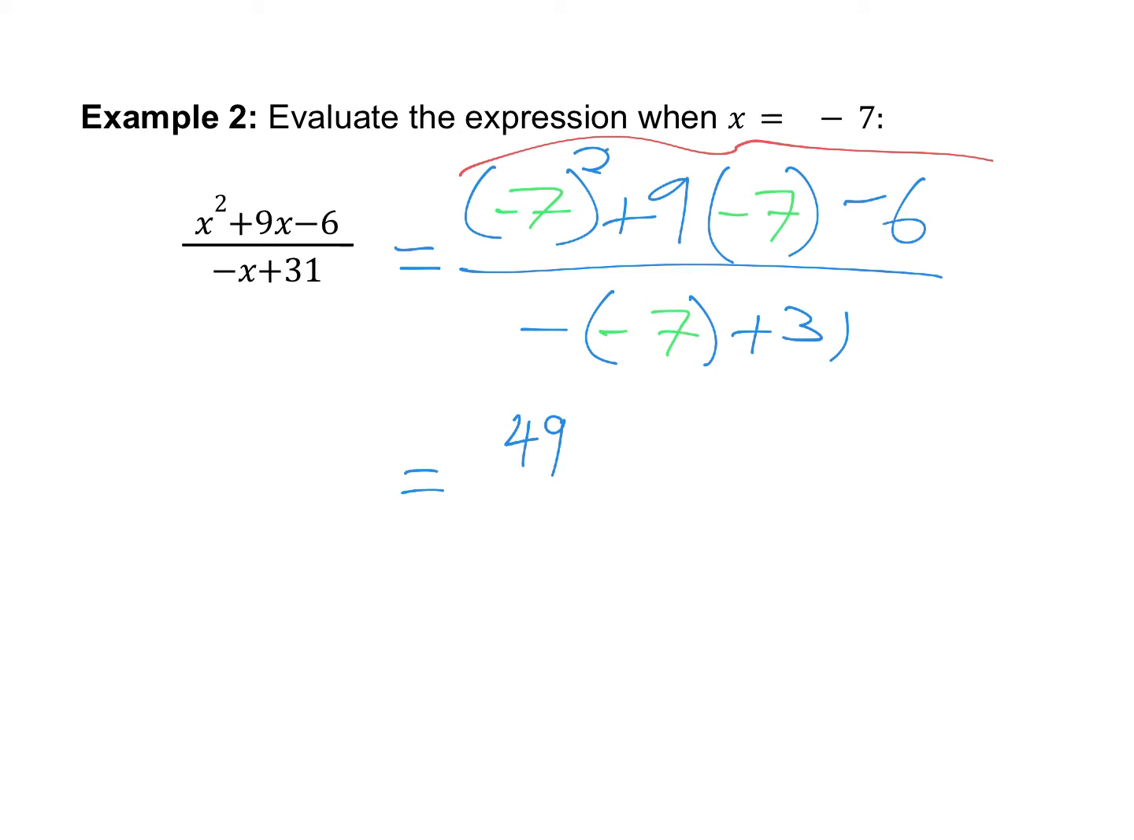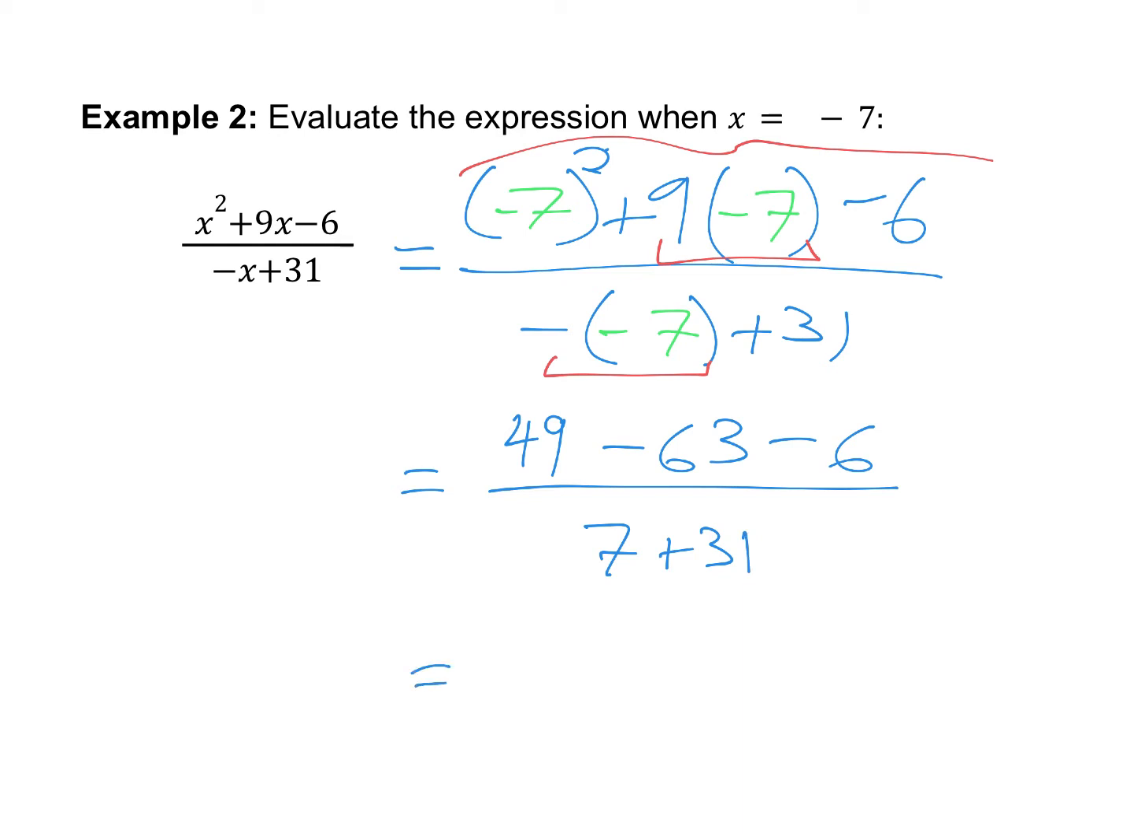Then after exponents comes multiplication. I see multiplication right there. 9 times -7 is -63. And then -6. I know I haven't finished simplifying the top, but I'm going to jump to the bottom for the sake of keeping it equal. On the bottom, I have -7. This came up before in the last task. A double negative turns it into +7 plus 31.